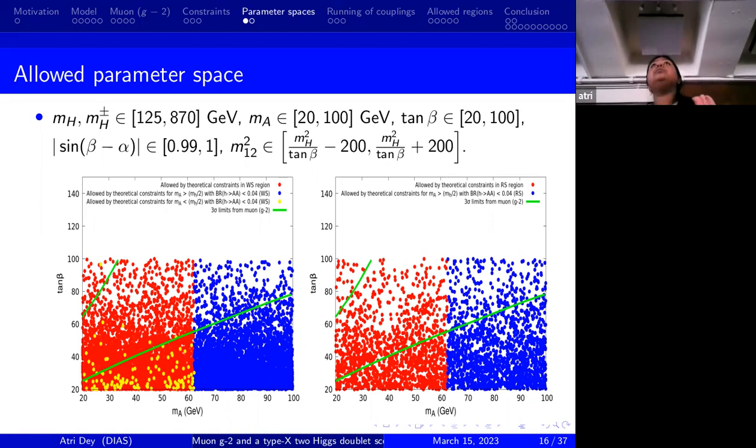So wait, that's what you said in the right side case, only the blue points that are between the green lines are allowed? Yeah. And they give the correct muon g−2 contribution. Yeah. And the left one, the yellow dots and the blue dots. Yeah, yellow dots between these two green lines and the blue dots.